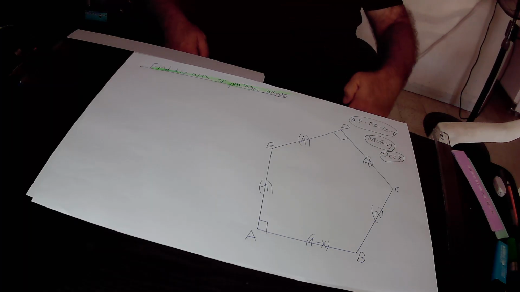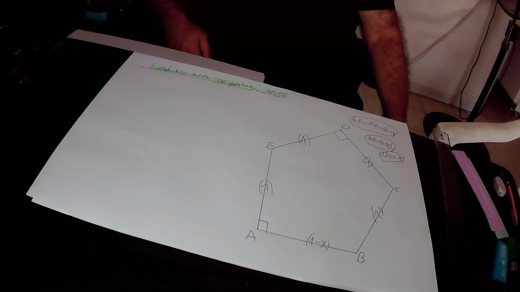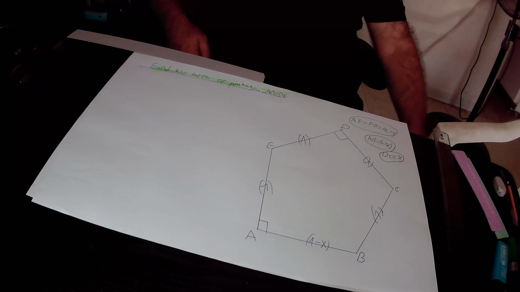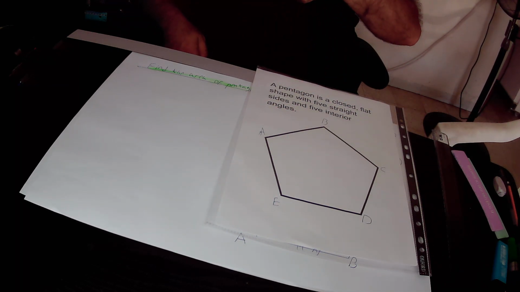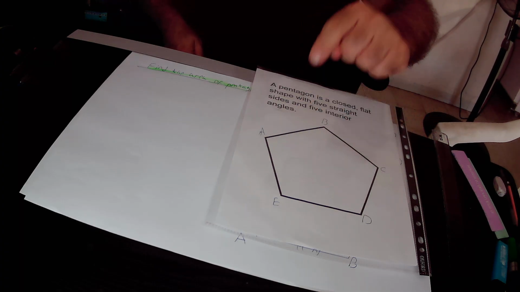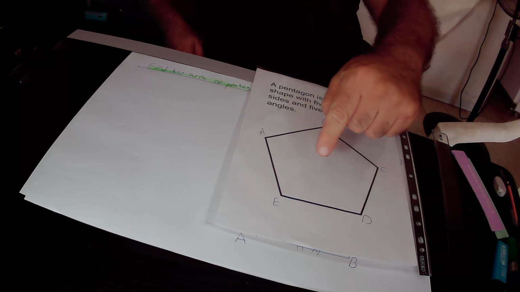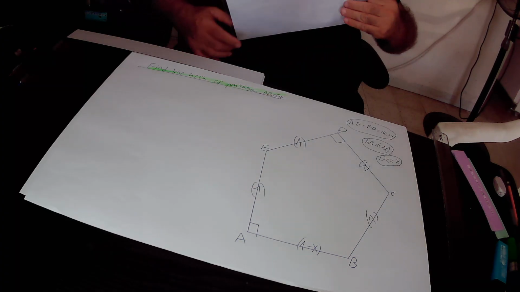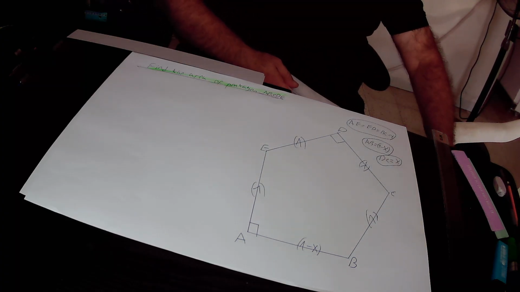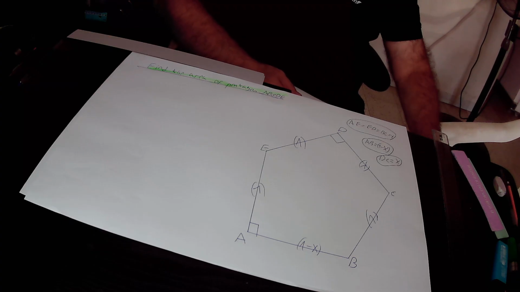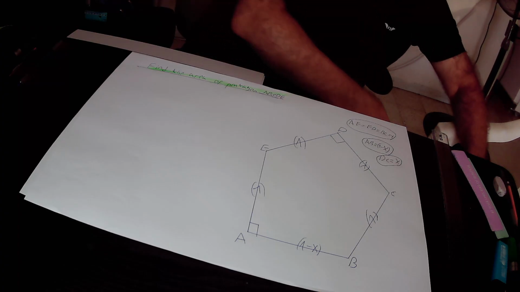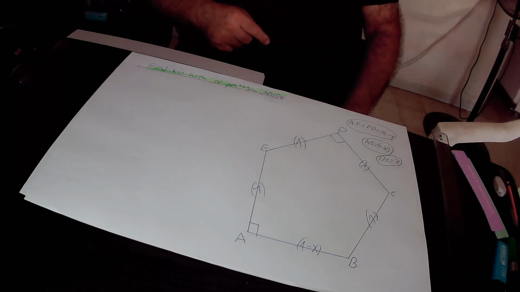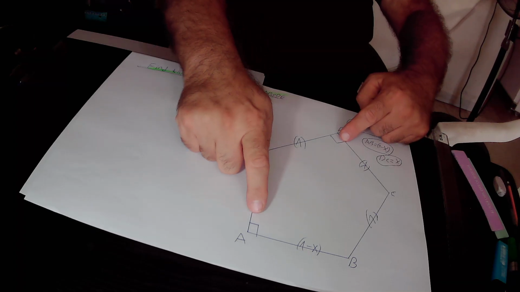What is a pentagon? A pentagon is a flat closed shape with 5 straight sides and 5 interior angles. This is pentagon ABCDE. It has 5 sides, 1, 2, 3, 4, 5, and 5 interior angles, 1, 2, 3, 4, 5. So in the drawing we have pentagon ABCDE. Those two angles are both right angles.